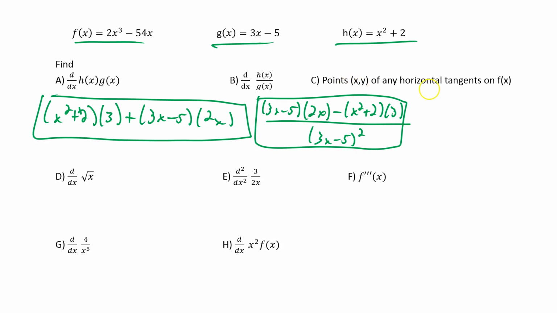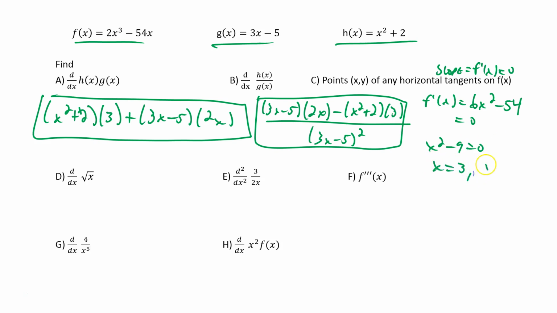Next, they're asking for the points x, y of any horizontal tangents of f of x. So horizontal tangents happen when the slope, which is the derivative, is 0. So let's find the derivative. F prime of x is 6x squared minus 54. We want that to be equal to 0. Let's divide both sides by 6, so we have x squared minus 9 equals 0. All that happens at x equals 3, and x equals negative 3.